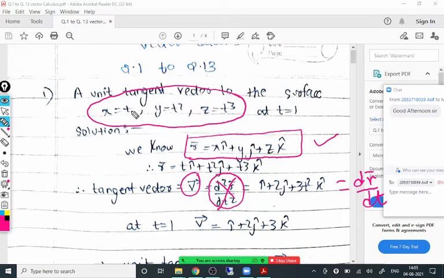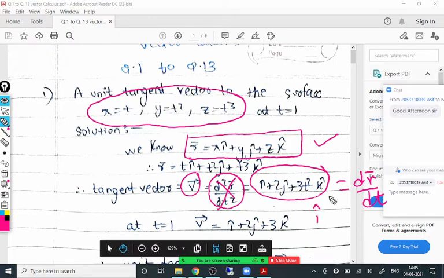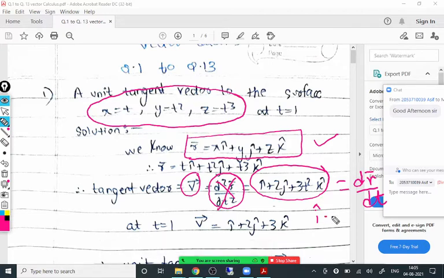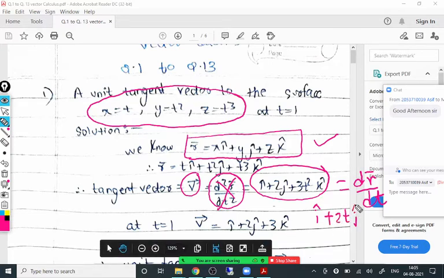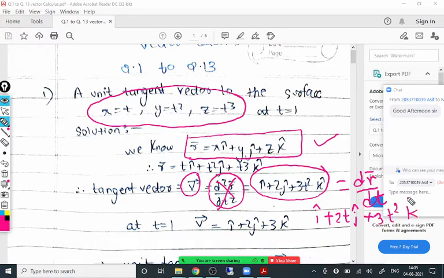If you observe, dx by dt is 1, so I cap; dy by dt is 2t, so 2t j cap. First you should write this general form, which is not written here. Dx by dt is 1, dy by dt is 2t, so it is 2t j cap, and last 3t square k cap. This is the general velocity vector, the velocity vector at any instant t.